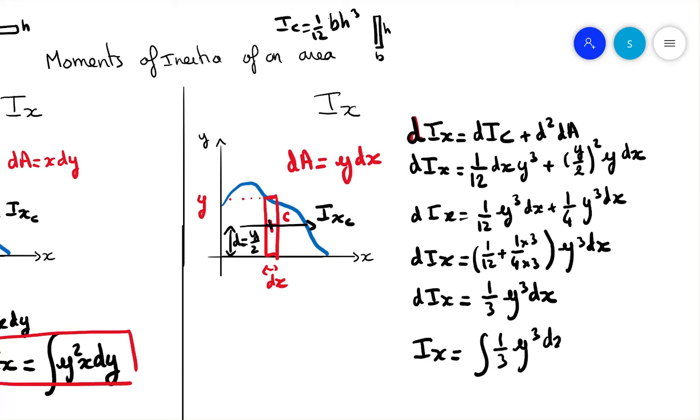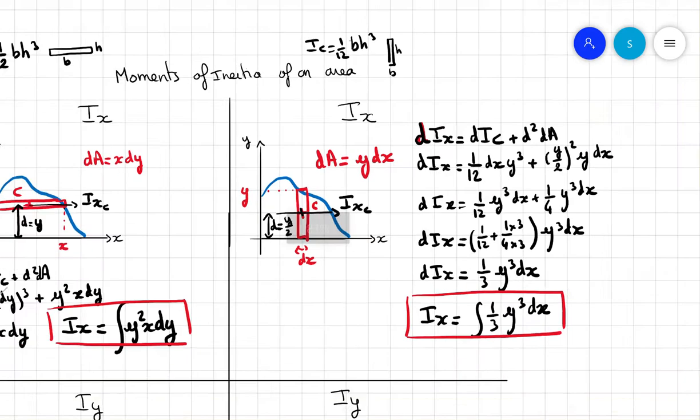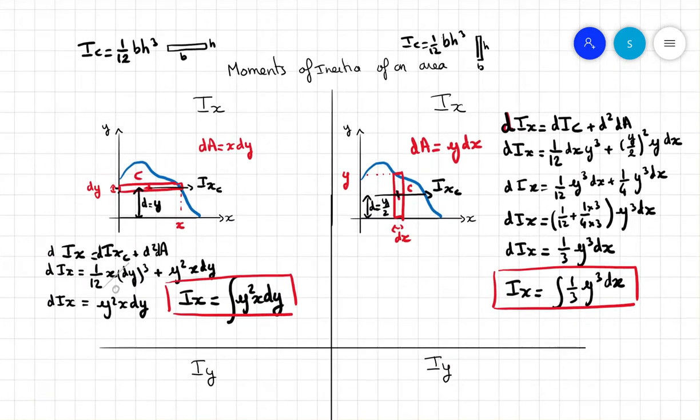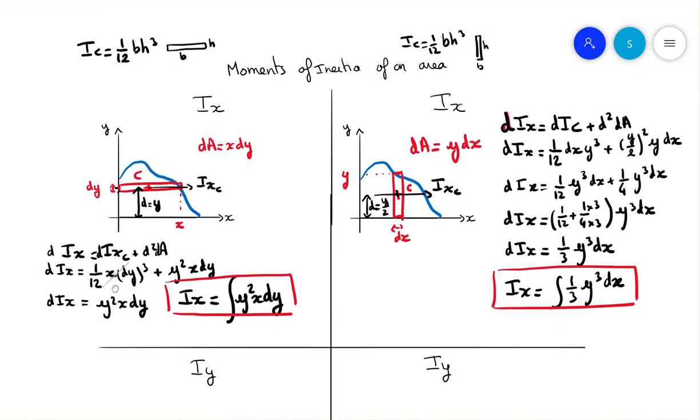So if you take a vertical stripe to find Ix, you need to use 1/3 of y cubed dx. And it's not true for all the cases. It's true when your vertical stripe is going from y to 0. So just be careful, don't use it all the time. This is Ix.